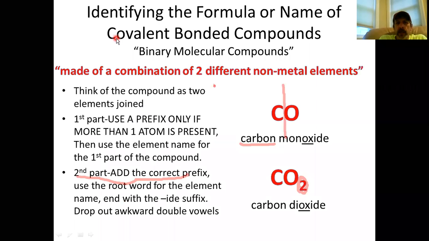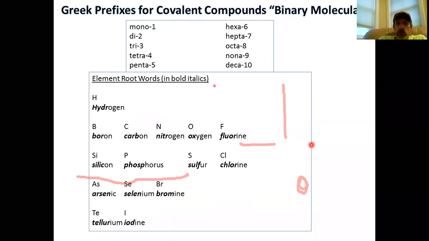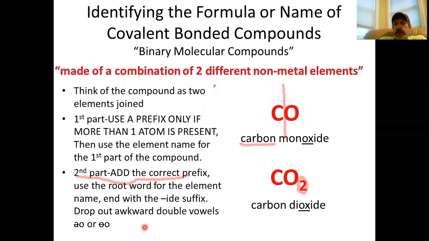So the second part, we're always going to add the prefix. So even though here there's only one oxygen, the second part gets the prefix for 1, which is mono. Then we follow it with the root word for oxygen. When we look at our chart, the root word for oxygen is just ox, and then it always ends in "ide." So monoxide, carbon monoxide.